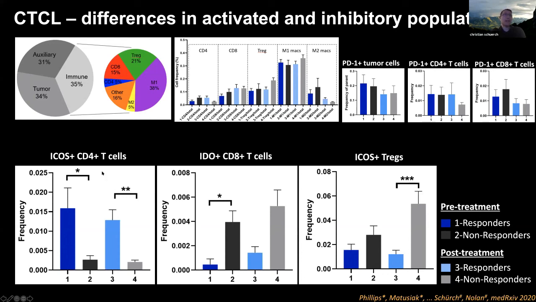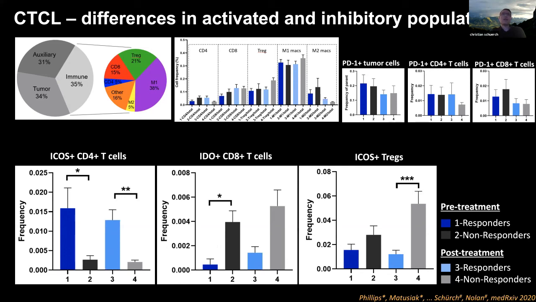However, we saw some differences in very rare subtypes of cells, such as activated ICOS positive CD4 T cells, which were more abundant in the responders before and after treatment, and immunosuppressive IDO positive CD8 T cells, which were a little bit more abundant in the non-responders, as well as ICOS positive highly suppressive regulatory T cells. But those cells were very rare, and we reasoned that besides those cells, there are other features, especially spatial features, that could be more important to predict the immunotherapy response.